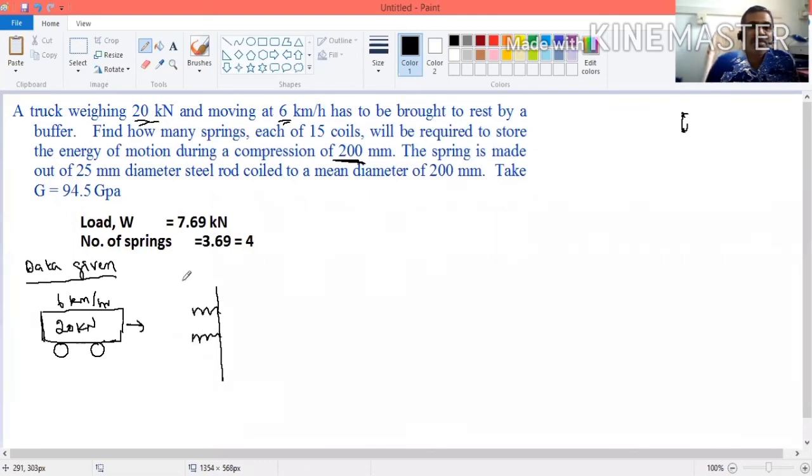What is a buffer? In front of this vehicle, some springs are fixed. We don't know how many springs. We have to find how many springs are required. That's what you have to find.